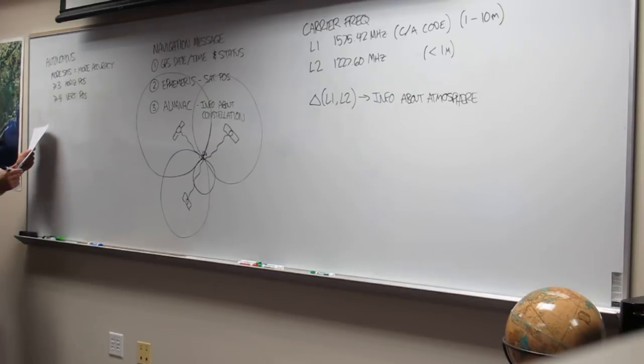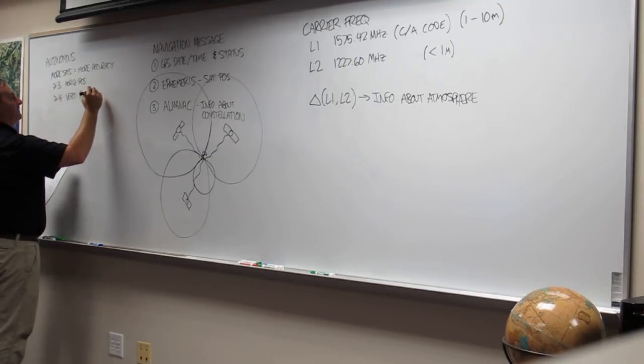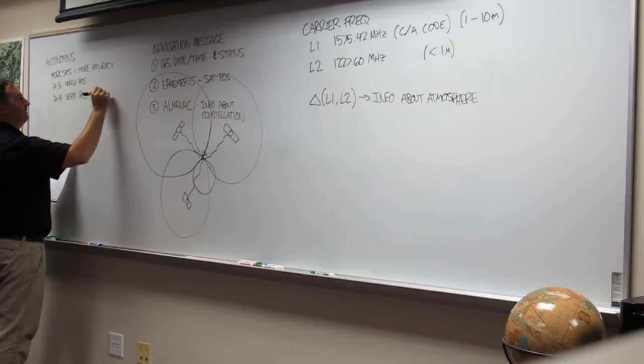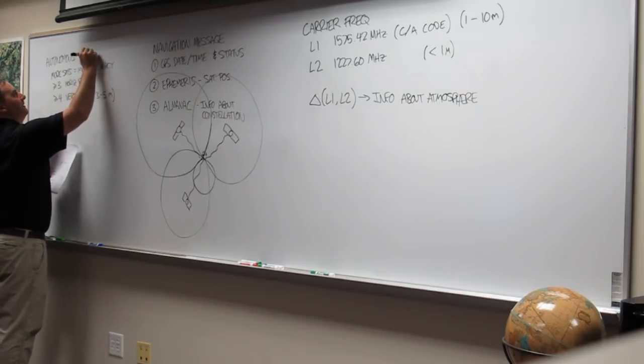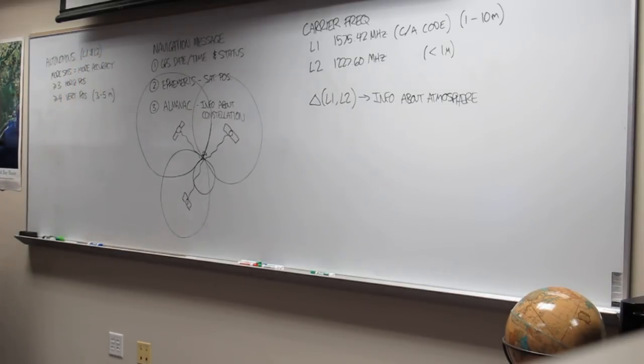So in autonomous, your vertical position is probably on the order of 3 to 5 meters. Now keep in mind, autonomous in this sense is still dual frequency, okay? So from this point forward, we're really talking about dual frequency receivers because that's the only types of receivers that are used in modern land surveying. So even with dual frequency, your vertical position can still be off by a significant amount.